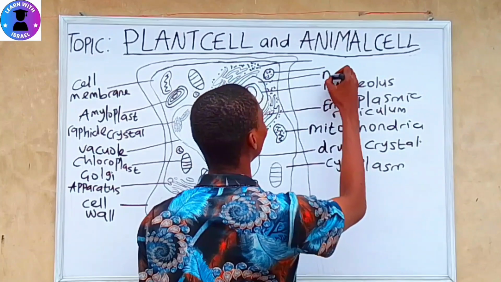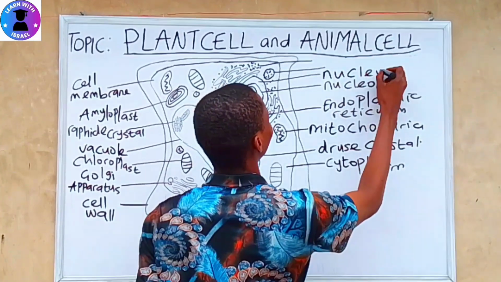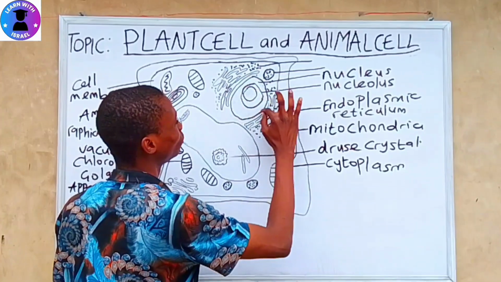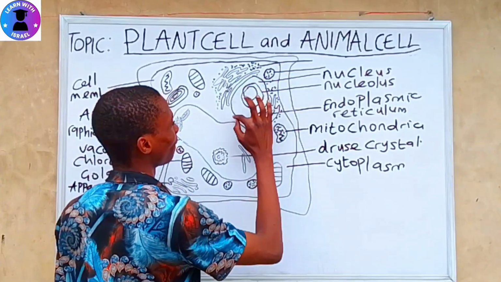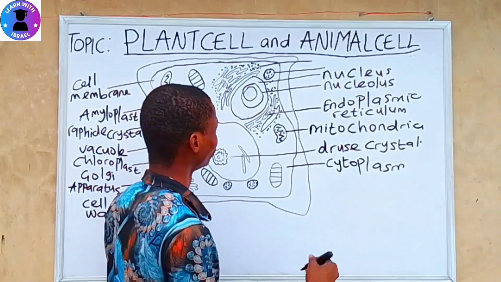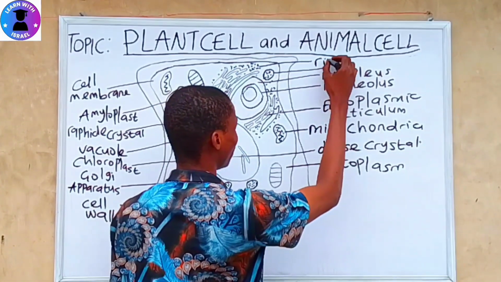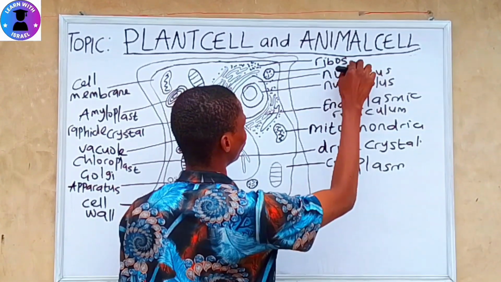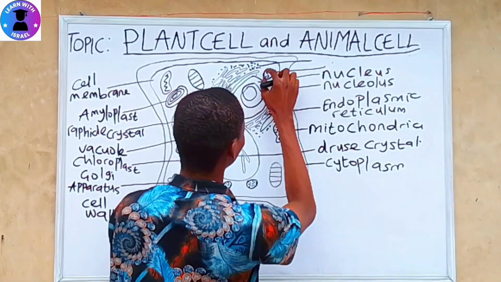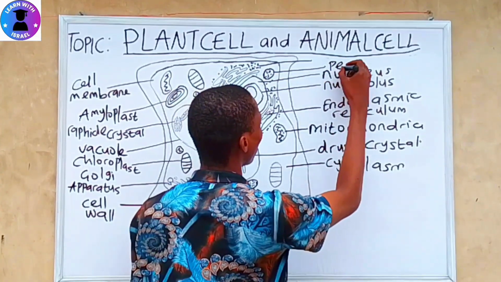And we also have the nucleus. You see this part is the nucleus, while the one inside is the nucleolus. The last one here is the ribosome. Wait, we have one here which I missed. Sorry, guys. This one here is the peroxisome.